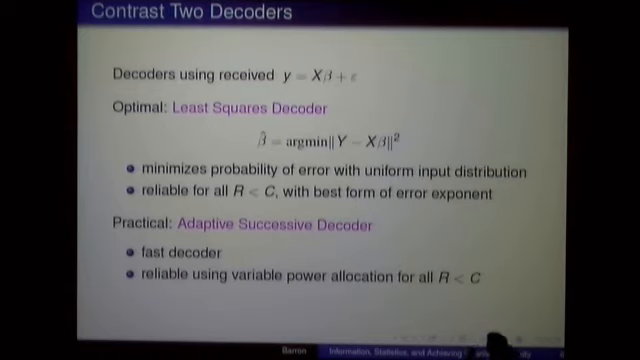And the same will be true of our practical scheme. We'll get exponential error probability bounds in contrast to the e to the minus square root of n bounds of polar codes. So it's going to be fast and reliable.